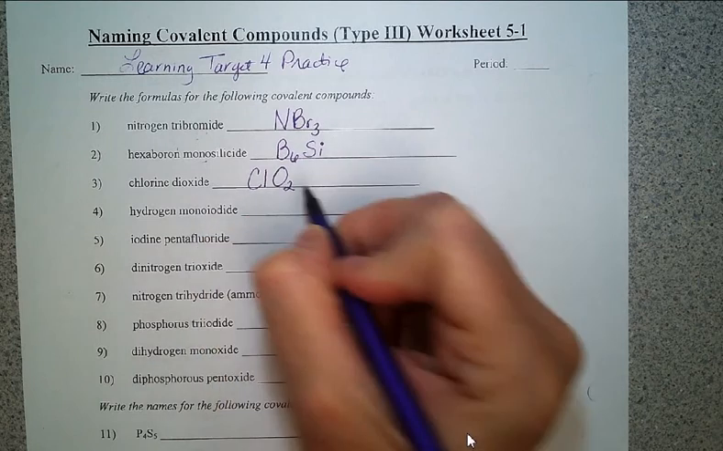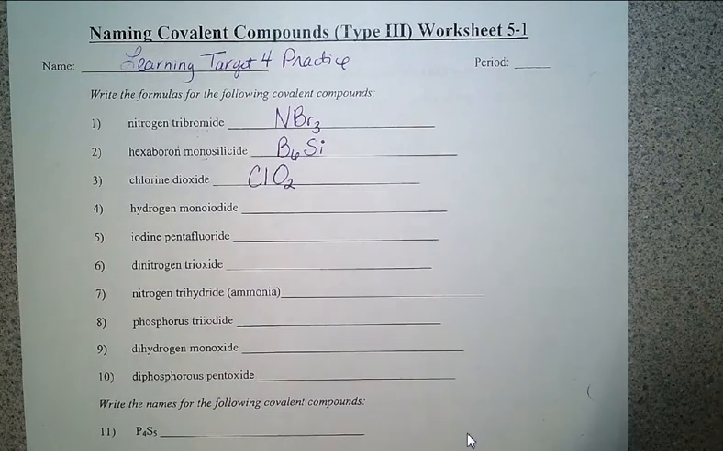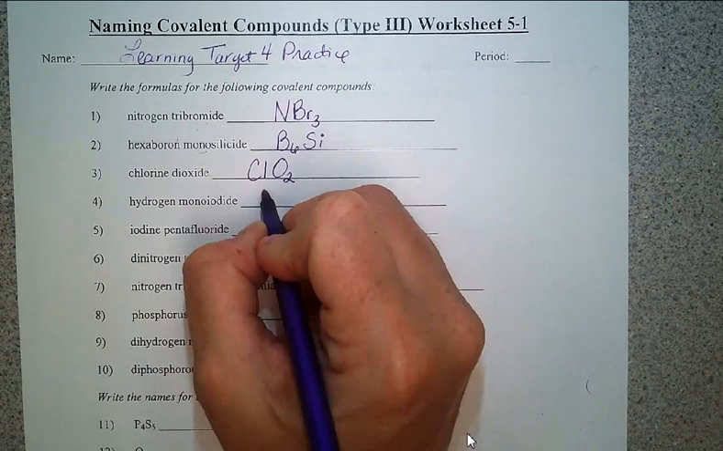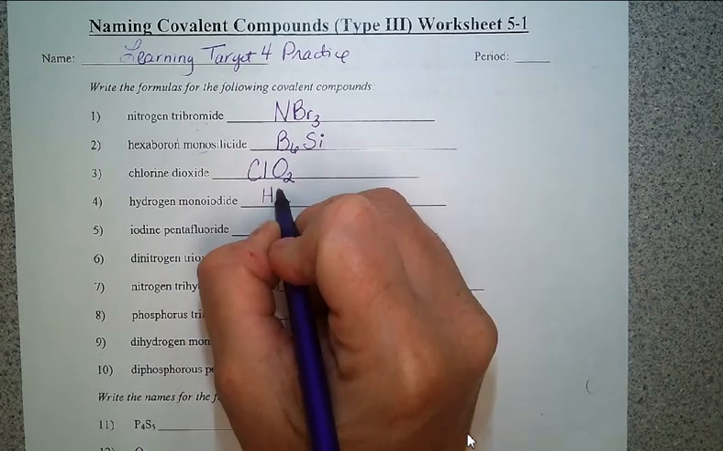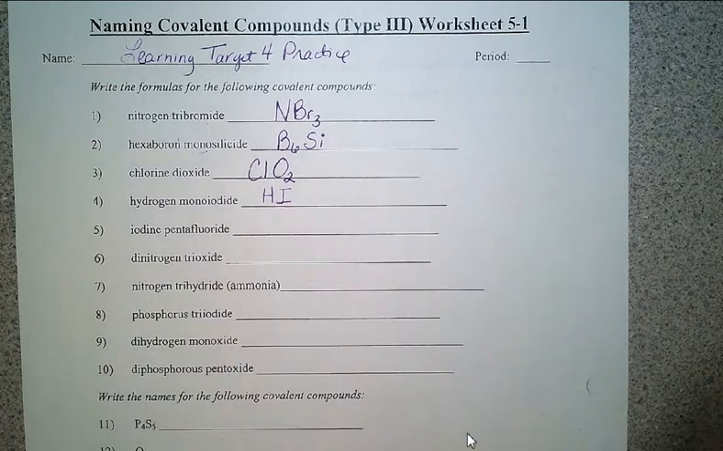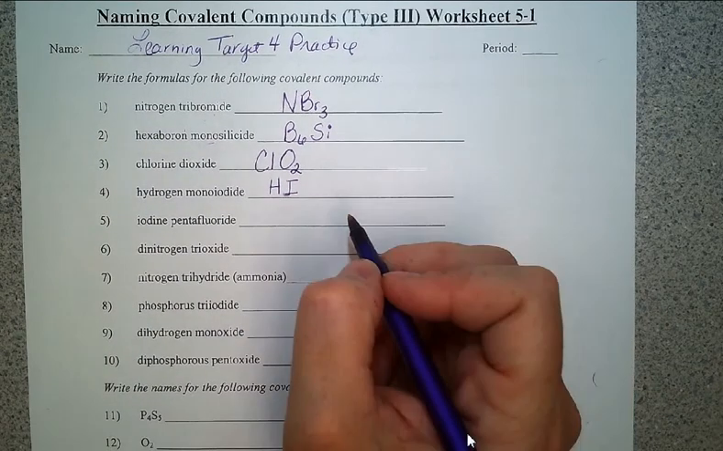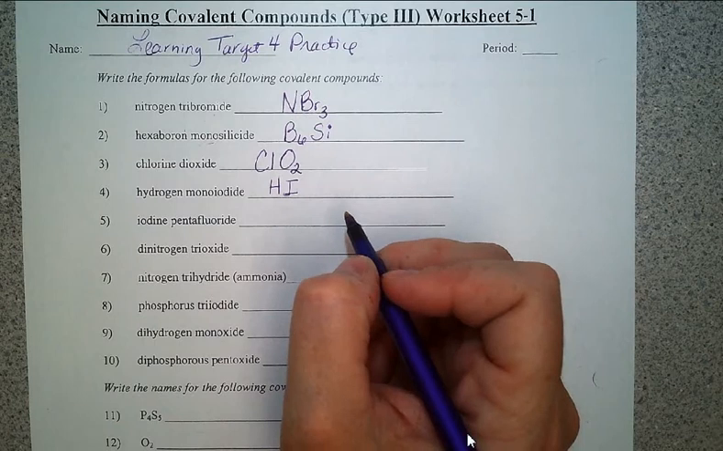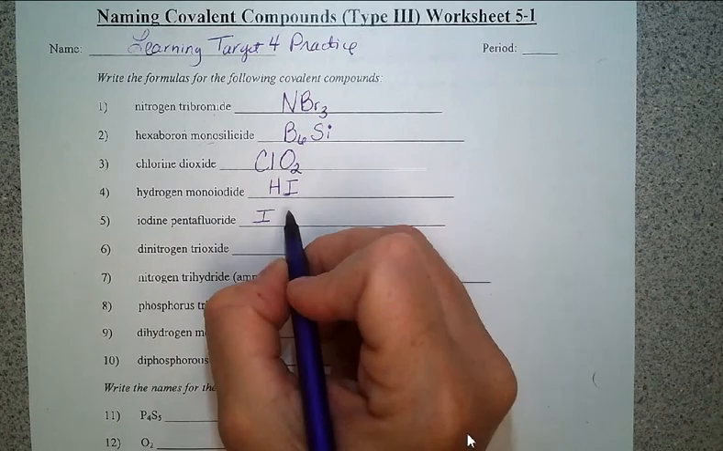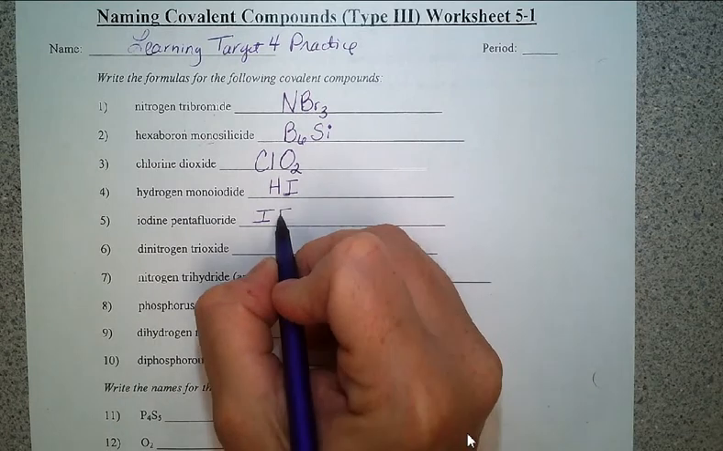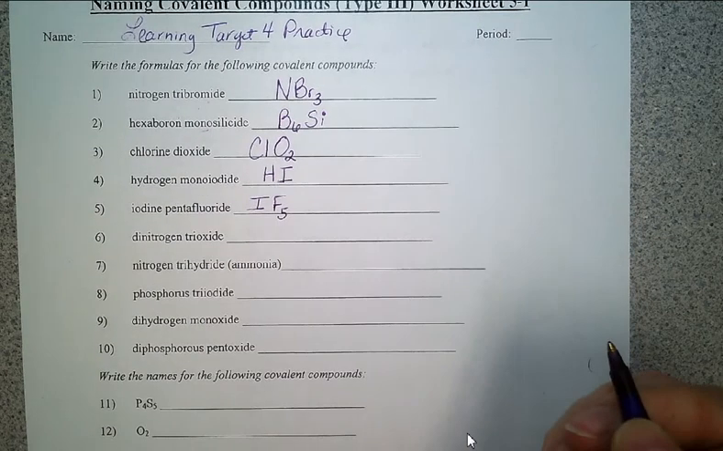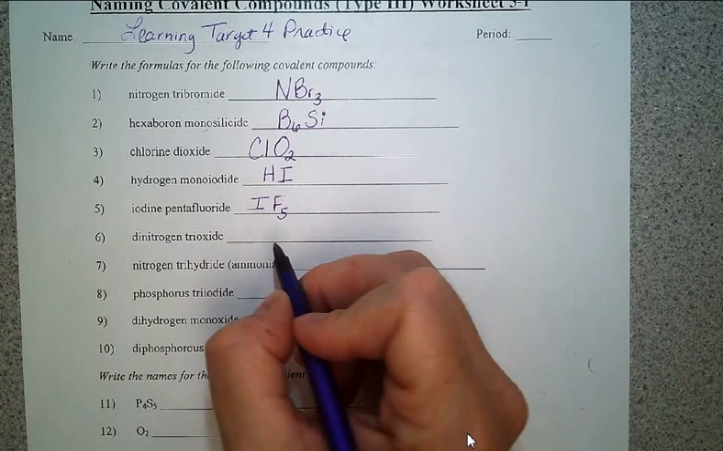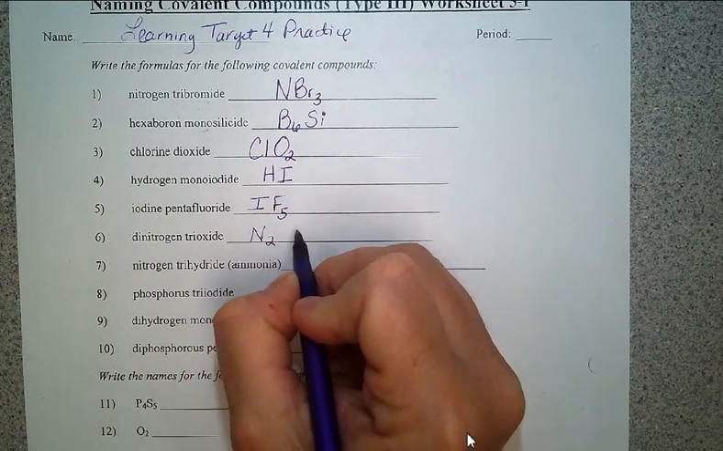Hydrogen monoiodide, hydrogen is 1 because I only have 1 there. Monoiodide would be 1 iodine, so that looks like it says hi. Iodine pentafluoride, iodine is I, pentafluoride is fluorine with penta meaning I have 5. Alright, dinitrogen trioxide, dinitrogen is 2 nitrogen, trioxide is O3.